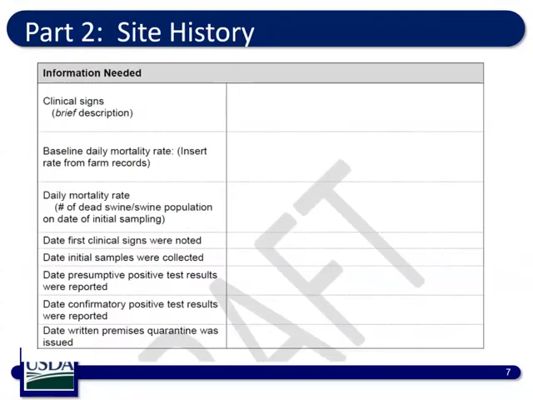After that, there's a little bit of history information on here, not too much, but just some basic information about what were the clinical signs on this farm pre-diagnosis, what was the typical baseline mortality rate before the infection, and what did that rate change to in the days leading up to infection? What was the difference in what they normally saw for mortality and what happened right up before diagnosis? Also some information on when the samples were collected, the date that we had known positive results and the date that we had fatal positive results, and when the quarantine was issued.